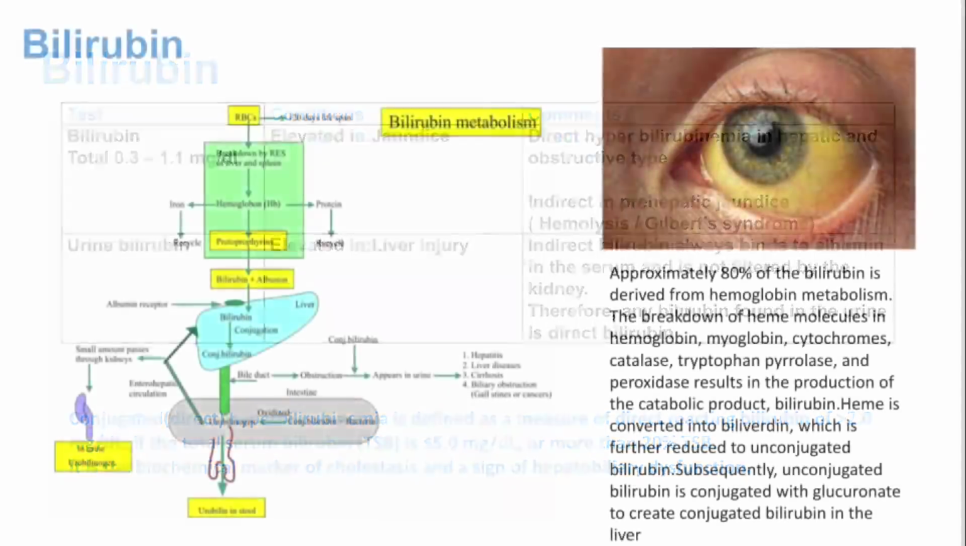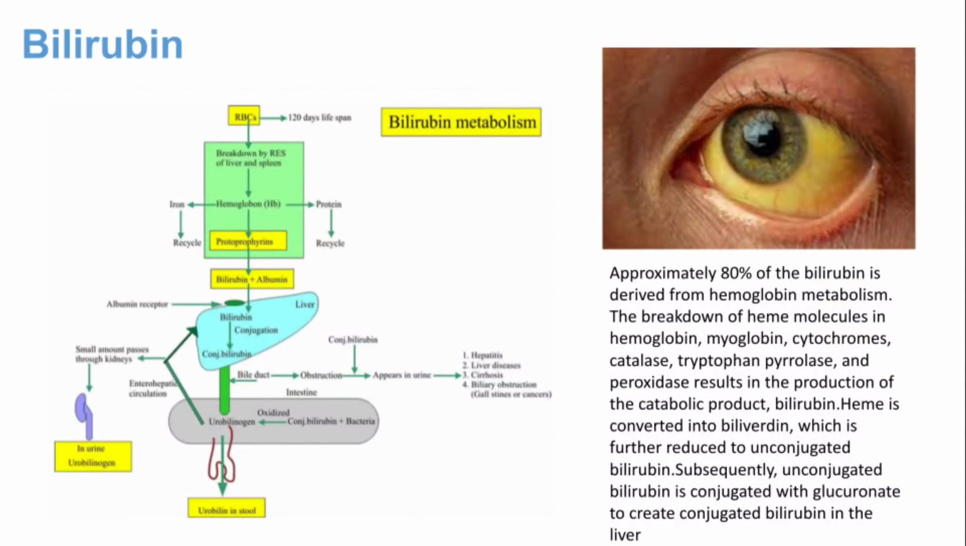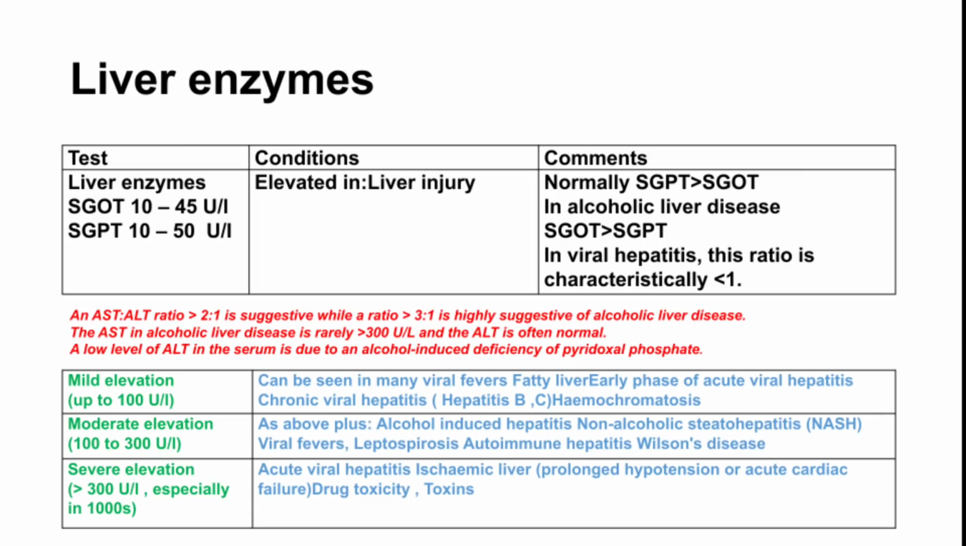Now, bilirubin is produced from the RBC breakdown and it is split into direct and indirect according to the lab investigations. Whenever they are elevated, the patient can have yellowish discoloration of the sclera, which is called jaundice. Now the next one is liver enzymes, SGOT and SGPT. Their normal values are 10 to 45 units per liter. These SGOT and SGPT are elevated in liver injuries.